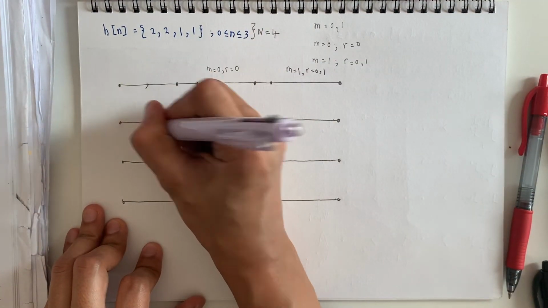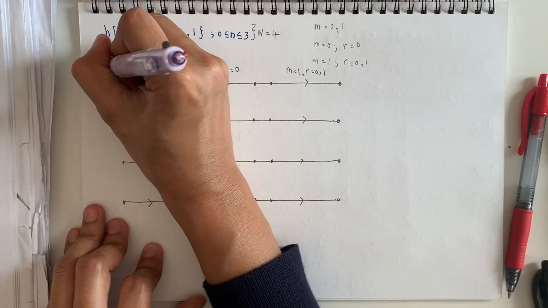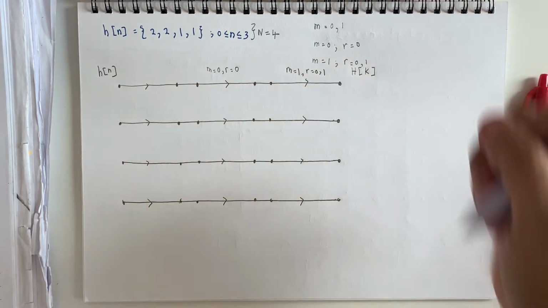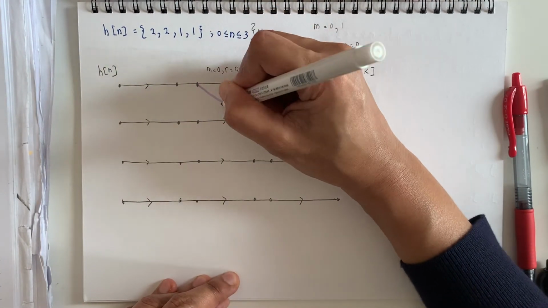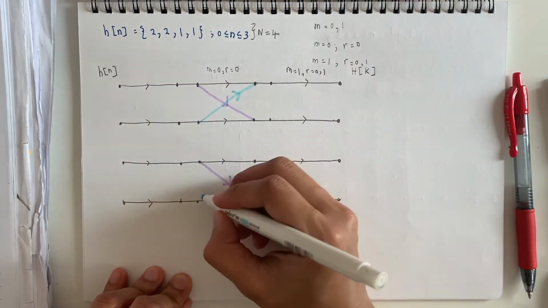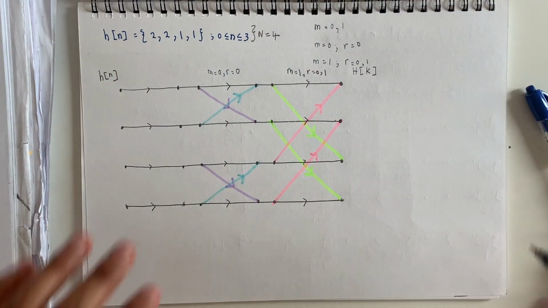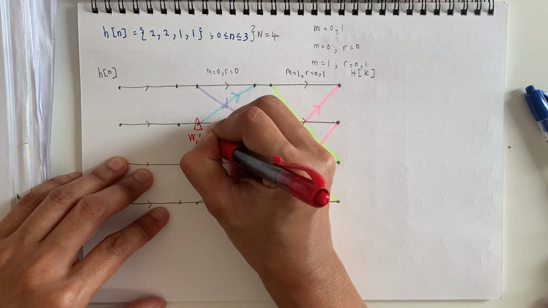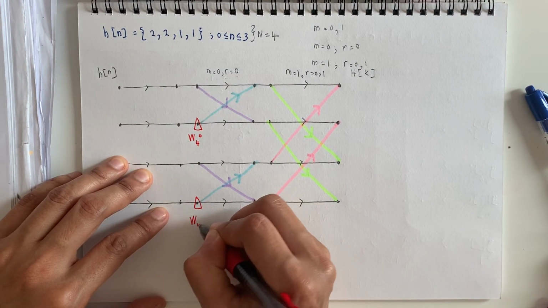Again, this is Hn. Your output is Hk. Next, you need to connect the lines, same thing. We have to put the weight. So the weight is here. The weight is W4^0 because our R equals 0. The next one is also W4^0.